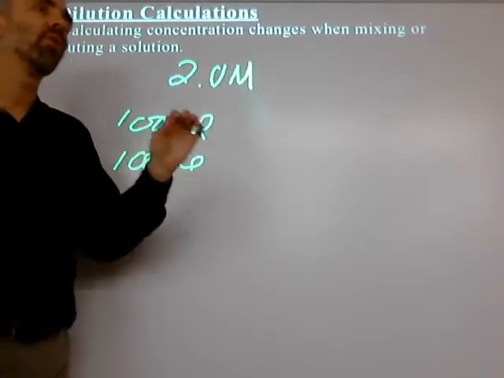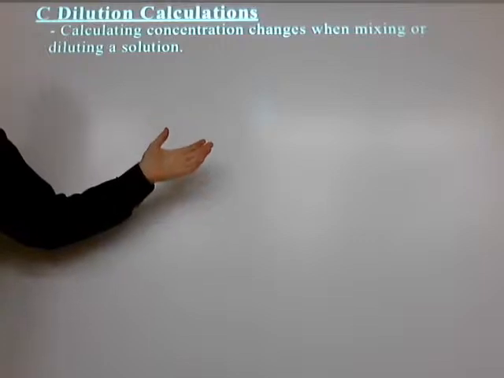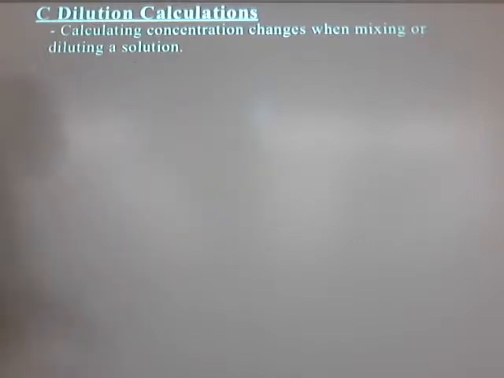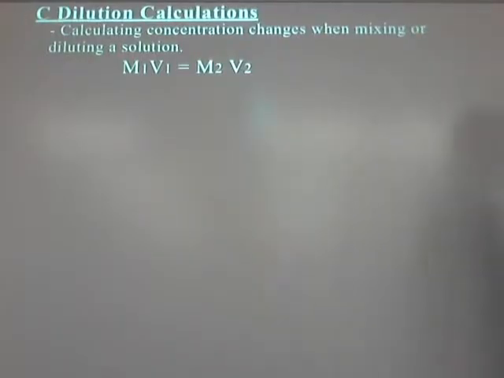Now, I'm going to show you a formula that we'll be able to use. Obviously, it won't always be that easy, so we can do it for harder problems as well. Okay, and that formula looks like this: M1V1 equals M2V2. It is a very useful formula.